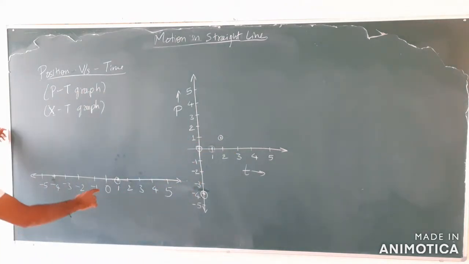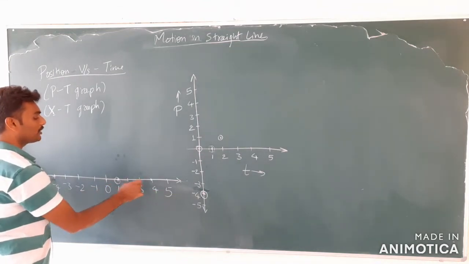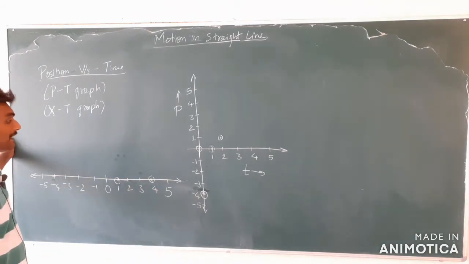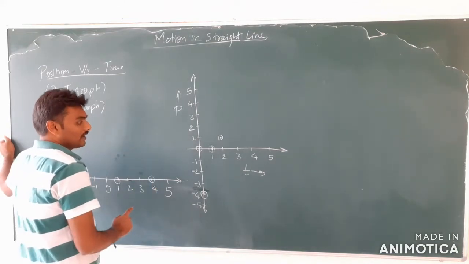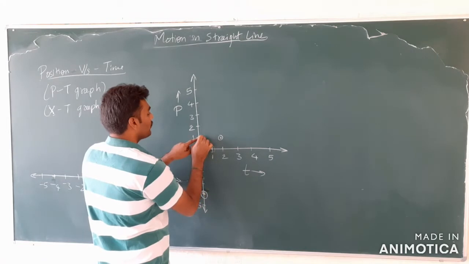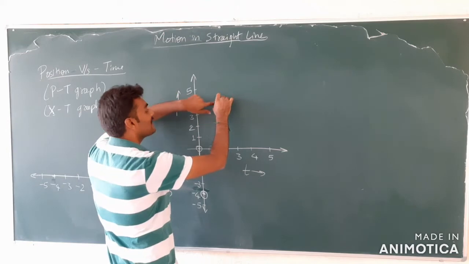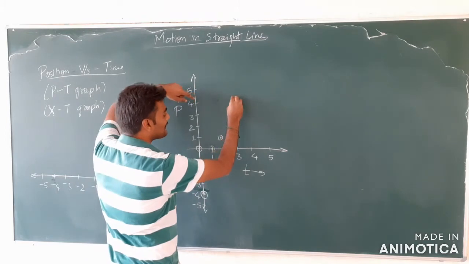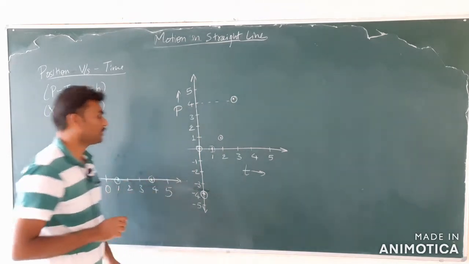Next, from plus 1 meter it goes to 4 meters. Say in what time again? Say in a time of 1 second. So it goes from plus 1 to plus 4 in 1 second. 2 seconds has already elapsed, and now 1 more second, which means the total time taken is 3 seconds. So after 3 seconds, the body was at 4 meters.